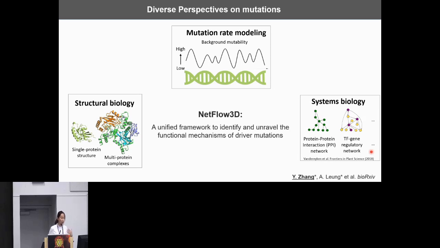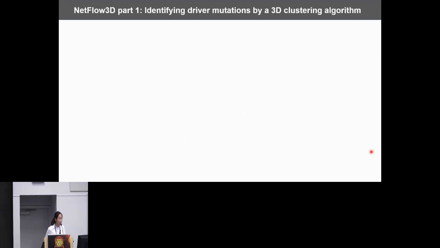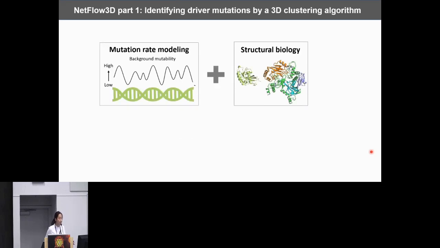So in this study, we develop NetFlow 3D, which is a unified computational framework to identify and unravel the functional mechanism of driver mutations. The first part of NetFlow 3D is to identify driver mutations. This is achieved by integrating mutation rate modeling at genomic level and 3D structural analysis at protein level. This integration results in the identification of significant spatial clusters of mutations on 3D protein structures, which suggest accumulation of driver mutations.